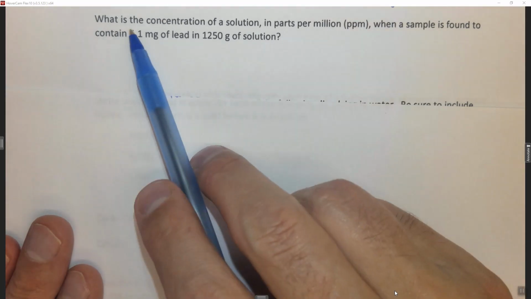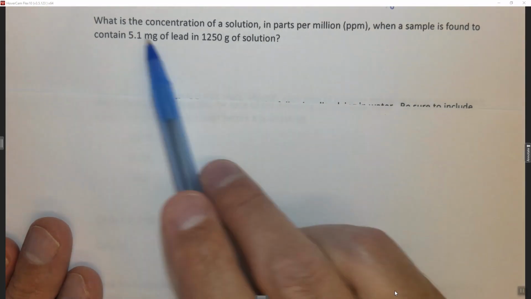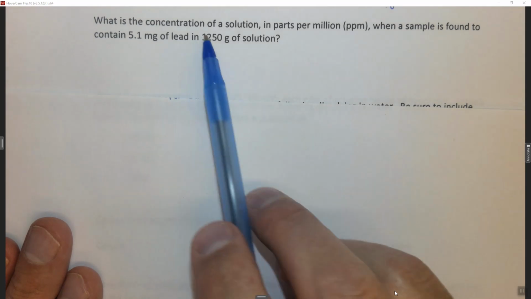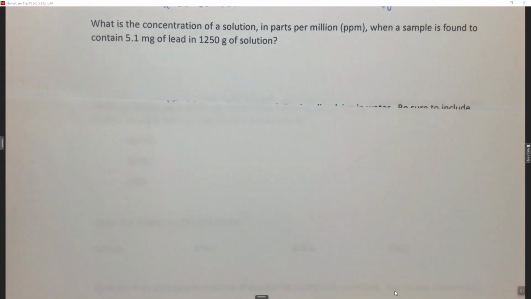All right, this question says, what is the concentration of a solution in parts per million when a sample is found to contain 5.1 milligrams of lead in 1.250 grams of solution? And there's a couple different ways of thinking about parts per million. One is milligrams of solute per kilogram of solution.